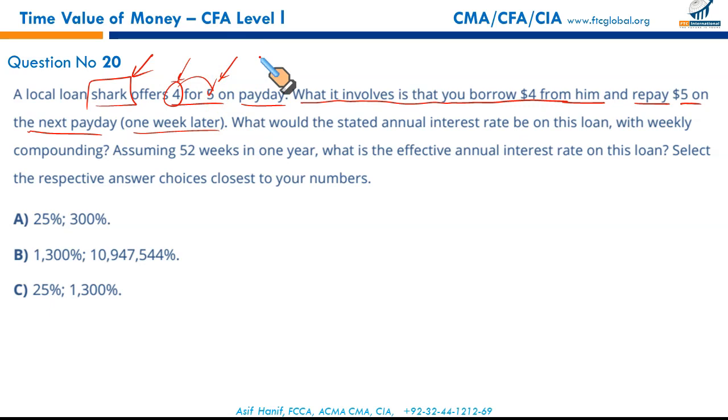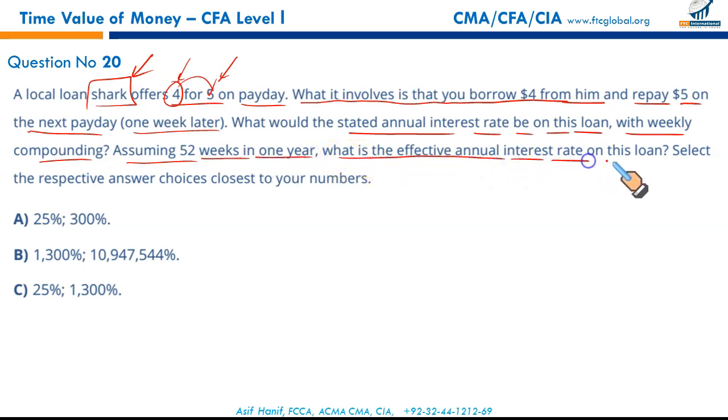This is how loan sharks work. They charge an excessive, extraordinary interest rate. How extraordinary? I will just show you. What would the stated annual interest rate be on this loan? Stated annual interest rate with weekly compounding, assuming 52 weeks in 1 year. What is the effective annual interest rate on this loan? And select the answer choices closest to your number.